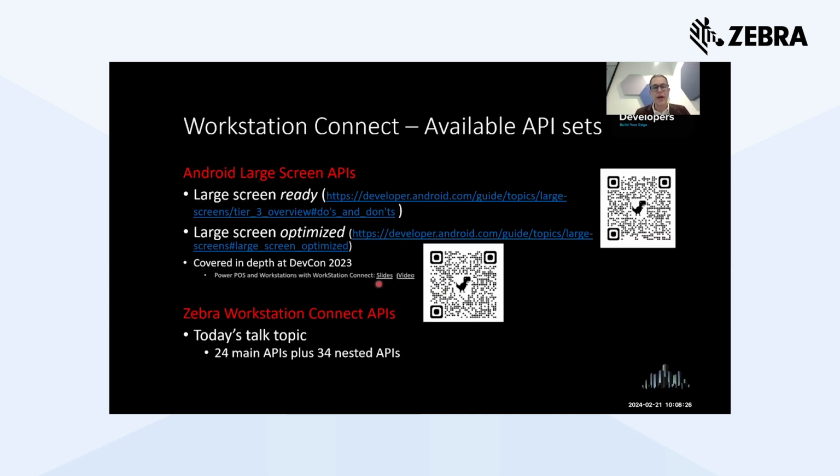The other set of APIs is the Workstation Connect itself, providing 24 main APIs plus other 34 nested APIs, purely for its configuration, which is available through your application on top of other ways that are typically used by administrators.